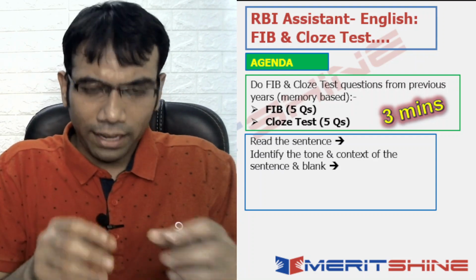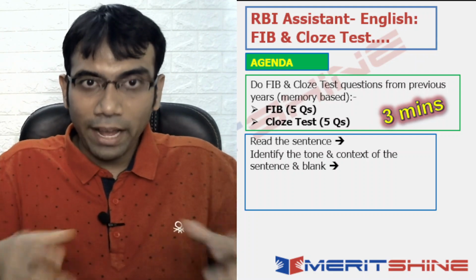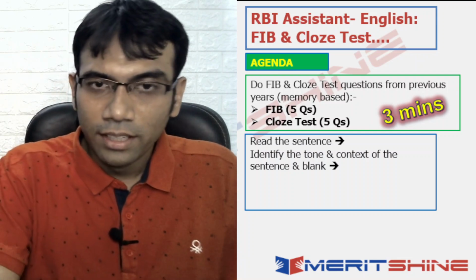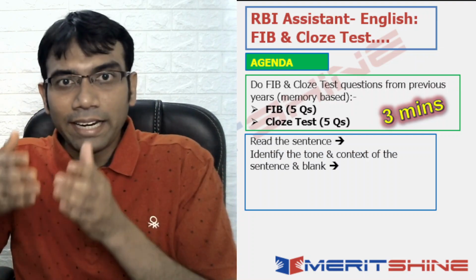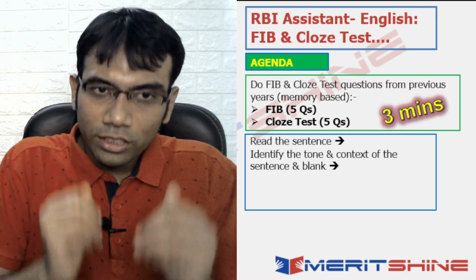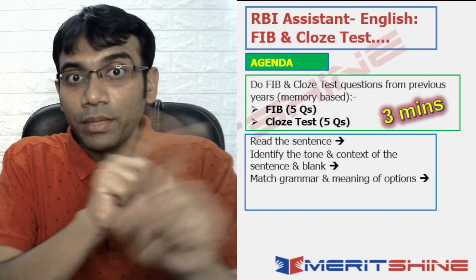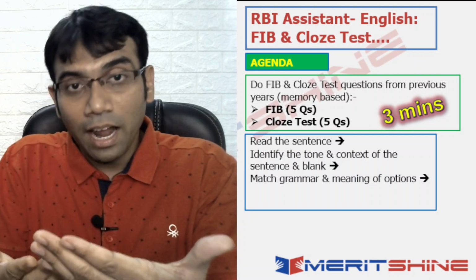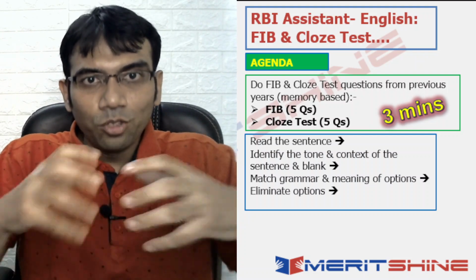And obviously the blank is inside the sentence. So you are reading the sentence containing the blank and you are identifying the tone and the context of the sentence. And this would happen simultaneously. It's not that you would read it and then identify the tone and context. No. This would happen simultaneously. And then match the grammar and the meaning of the options. Now you directly move on to the options. There you would match the grammar and the meaning of the options for the blank, and you will eliminate options.